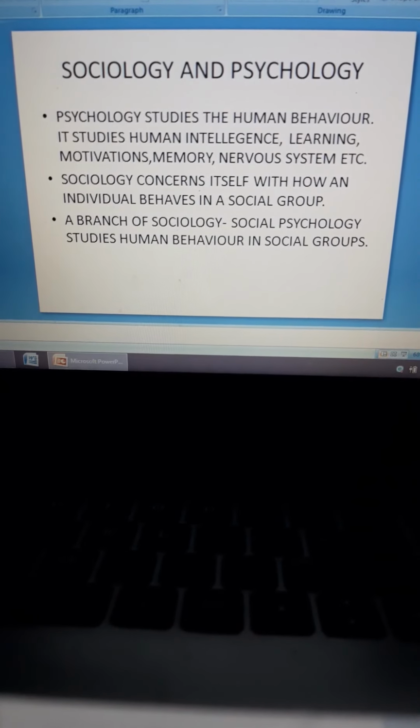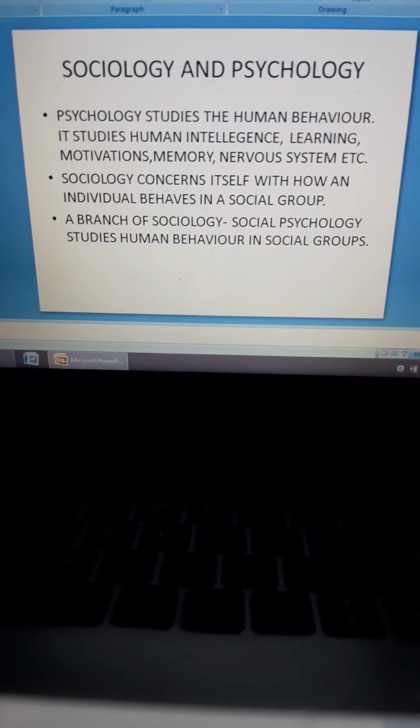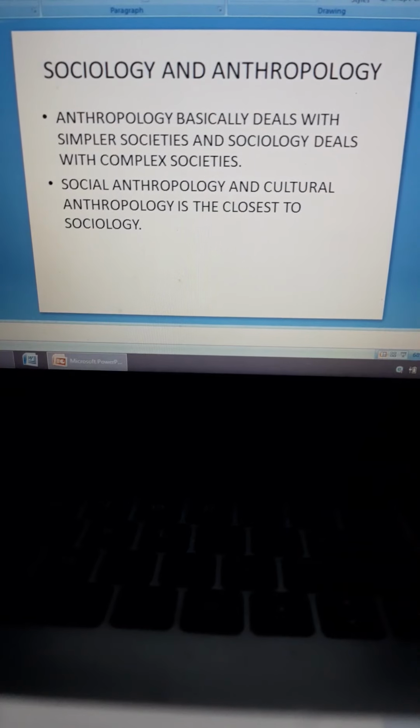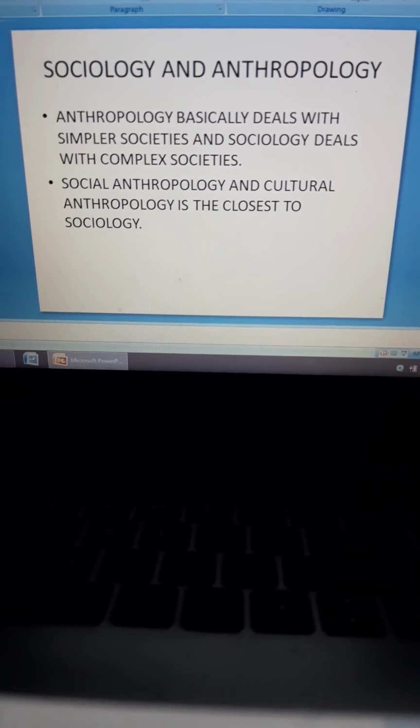A branch of sociology, social psychology, studies human behavior in social groups, in large gatherings. And the last one is sociology and anthropology.